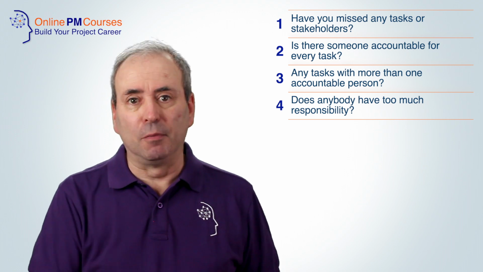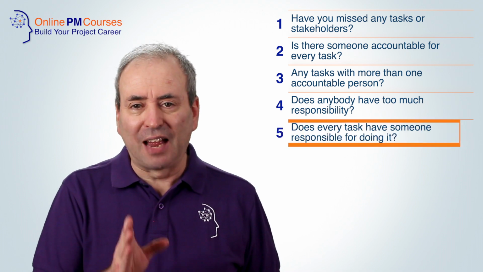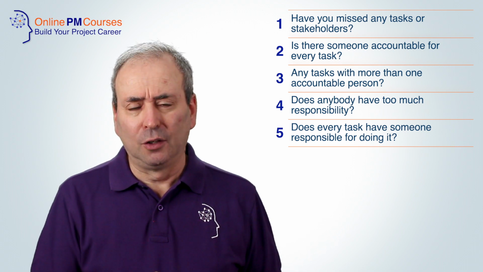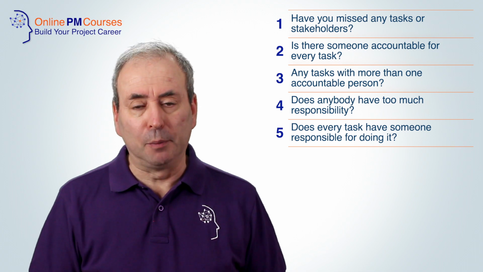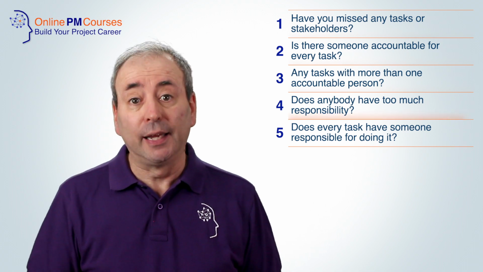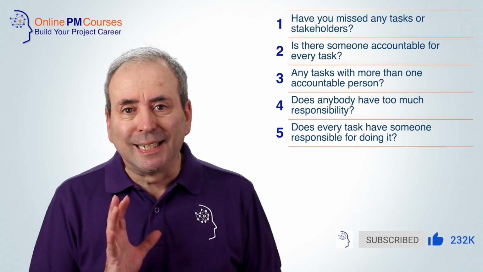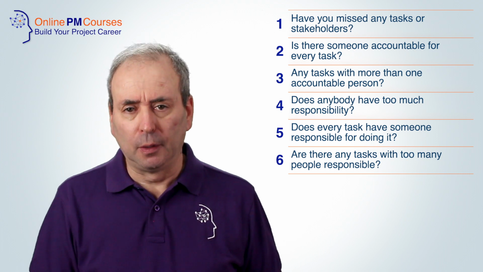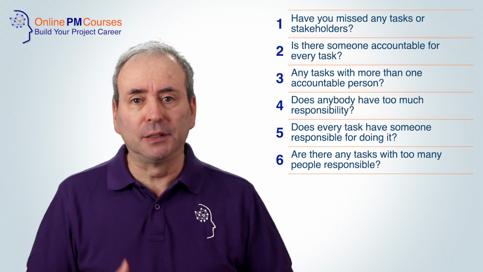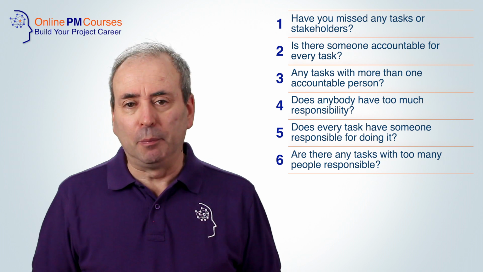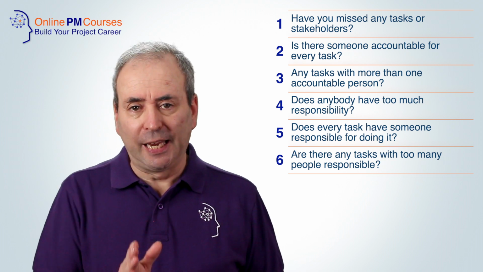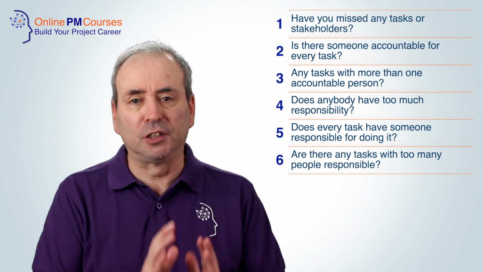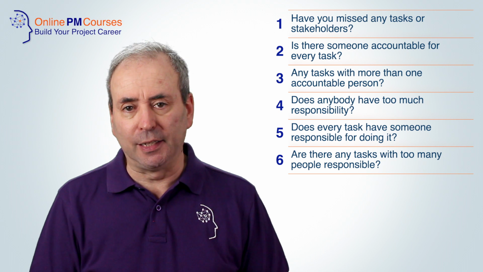And of course, check number 5. Does every task have at least one person who is responsible for doing it? And when you check that, also check that there are enough responsible people to get the task done to the right standard in the time available. But check 6 is, are there any tasks with too many people responsible? Again, this can cause ambiguity, confusion, and possibly people opting out of their responsibility. If you find this, then you may be able to move some people from the responsible role to the consult role and end up with a more efficient allocation.